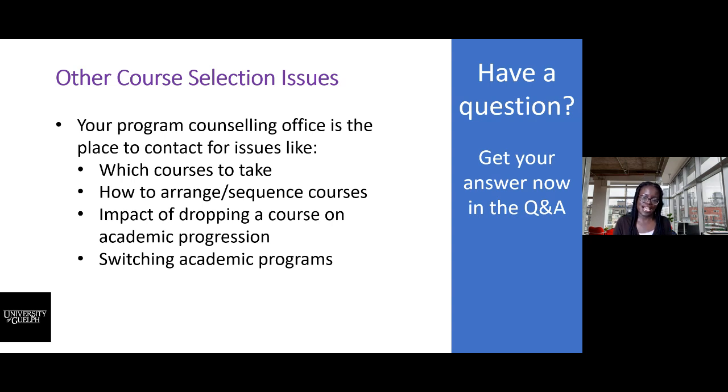And you probably already have this information, but just as an overview, when I speak about your program counseling office, if you are studying for a Bachelor of Arts degree, your program counseling office is the Bachelor of Arts program counseling office. If you're studying for a Bachelor of Commerce degree, there is a Bachelor of Commerce program counseling office. So your academic program counseling office is connected to which degree you are studying for, and this is the office where you get your academic guidance from. Okay.